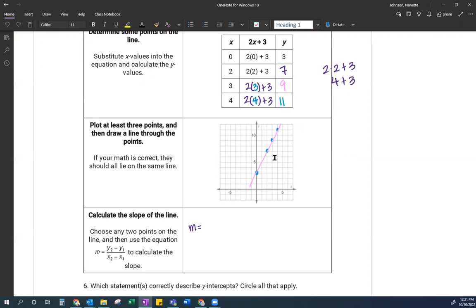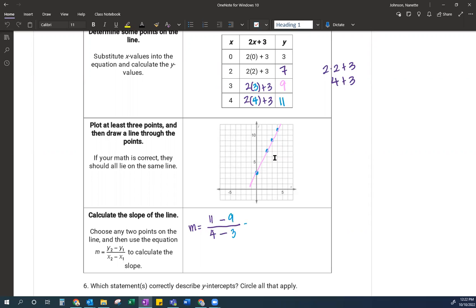So I'm going to use the last 2 points, (3, 9) and (4, 11). So that would be 11 and then 4. And then my other point would be 9 and 3. And so my answer is 2 over 1, which is just 2, which makes sense, right?